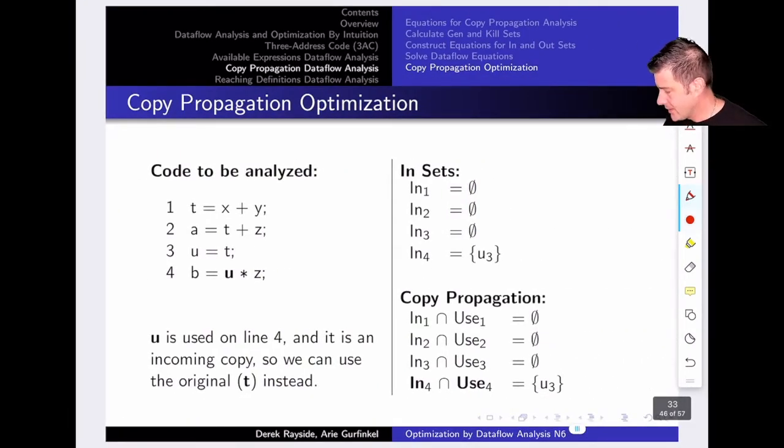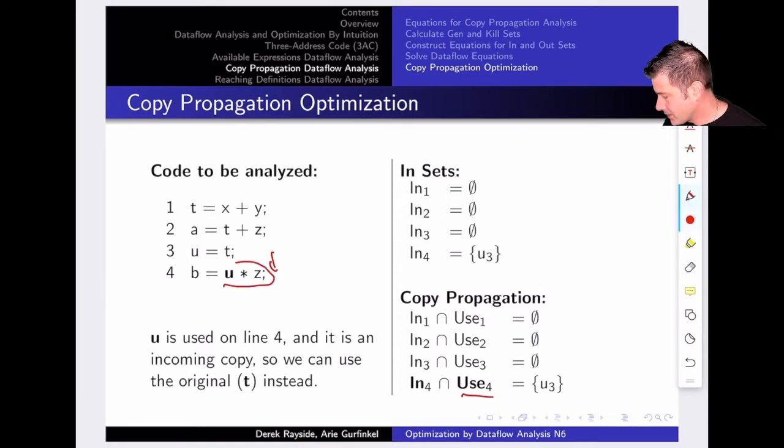Okay. So now, in order to turn this analysis into optimization, all we do is say, if there is something that is incoming into a statement, and it's actually used in the statement, then we can replace the used copy by the variable that it's a copy of. Right. So we look at this, which is an interesting one.